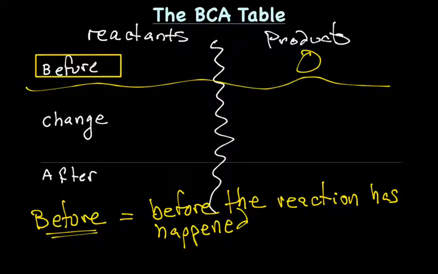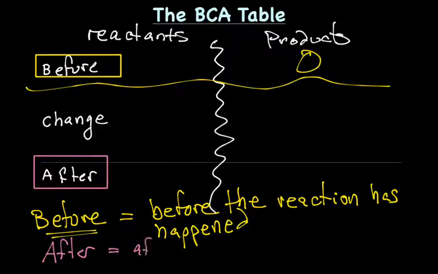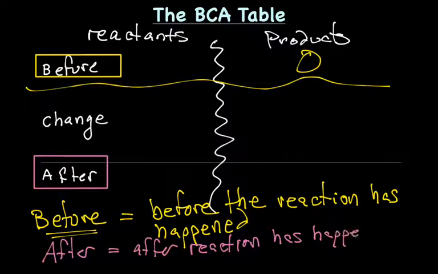Okay, let's jump down to the after area. After is after the reaction has happened. We're going to assume that all of the reactants are going to be used up. So now in the after area, the reactants are going to be 0, and we'll have some amount in the products.